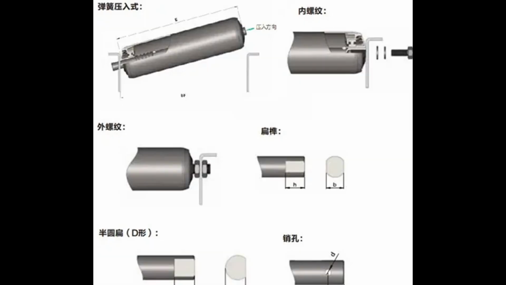Choice of installation method. There are various installation methods of the drum, such as spring press-in, internal thread, external thread, flat tenon, semicircular flat, D-type, pinhole, etc. Among them, the internal thread is the most commonly used, followed by the spring press-in, and other methods are used in specific occasions and are not commonly used. Comparison of common installation methods.